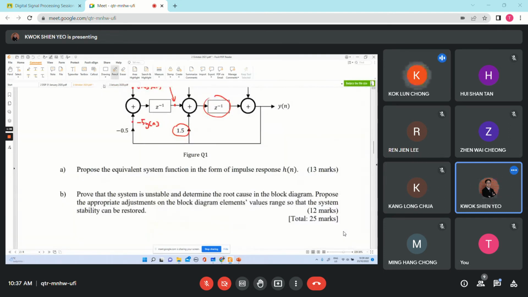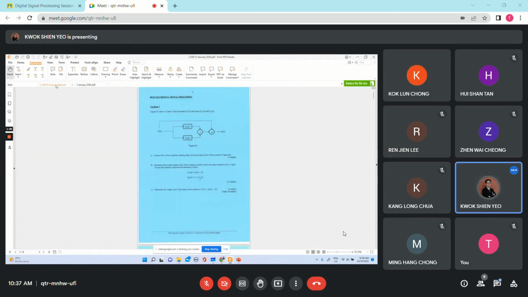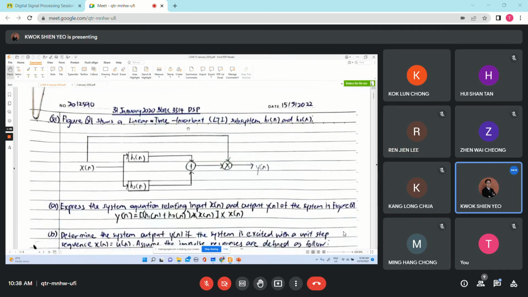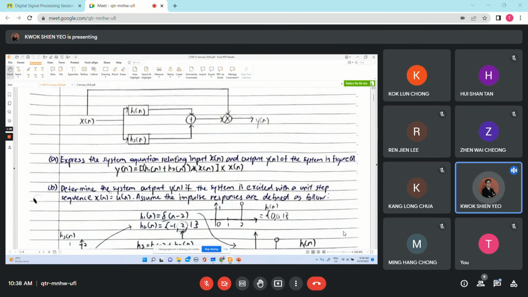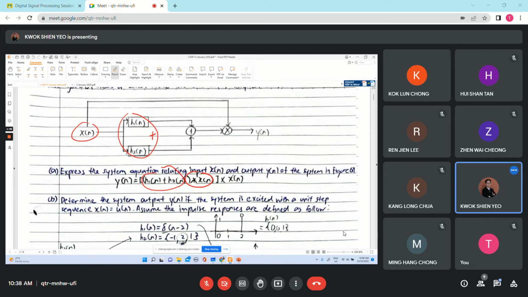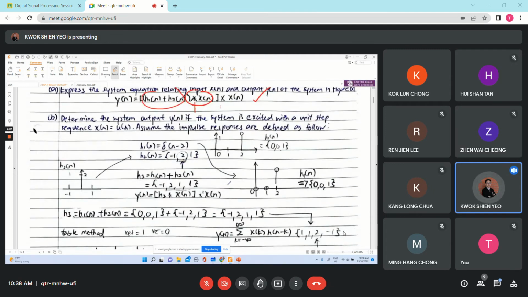January, this one. Okay, last one. Express the system equation. Okay, again, this is okay. So this is like a tutorial, right? So you add them first, you add these two, and these two add together, and only then you convolve, and then multiply. So convolution and multiply are different now. So you got it.